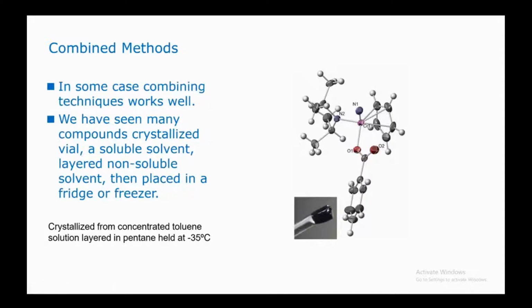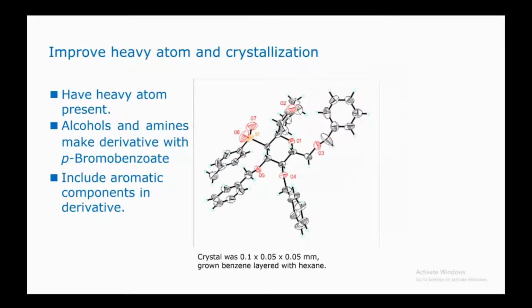Combined methods. In some cases, combining techniques works well. We have seen many compounds crystallize when a soluble solvent is layered with a non-soluble solvent, then placed in a fridge or a freezer. Crystallized from a concentrated toluene solution layered in pentane held at -35 degrees.